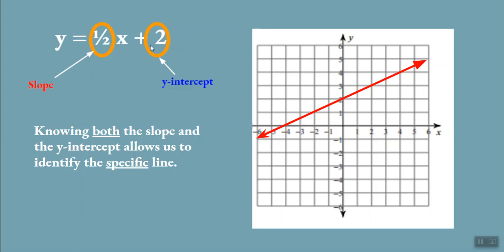It's kind of like a fingerprint, right? If you can find out the slope and the y-intercept, you can eliminate every other line that exists and know specifically which line or which graph you're talking about, right? So that's what we're looking for this week, being able to look at a graph and find the equation by, one, finding the slope of that line, and two, seeing what the y-intercept is.